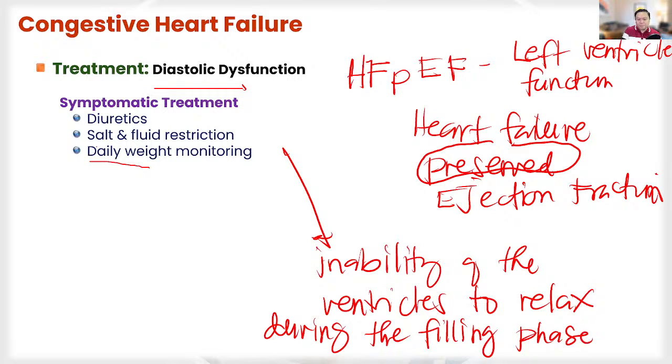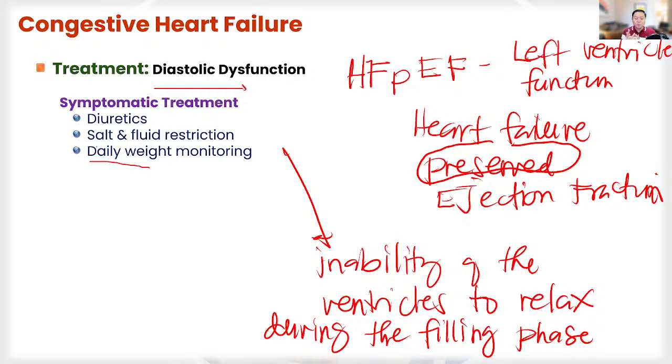So despite there being a good amount of blood in the heart or in the circulation, the ventricles are in a contracted mode and not able to relax. The occurrence here is that the ventricles will not be able to accommodate the desired amount of blood. So there is less filling. It will still accommodate blood, but a lot less.